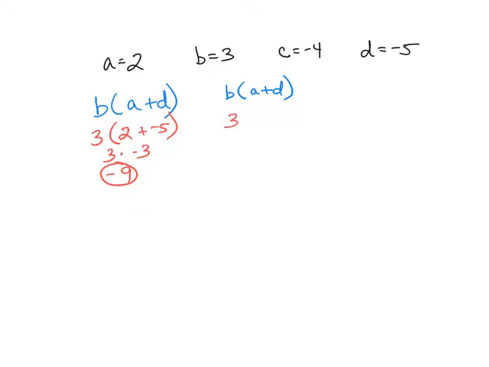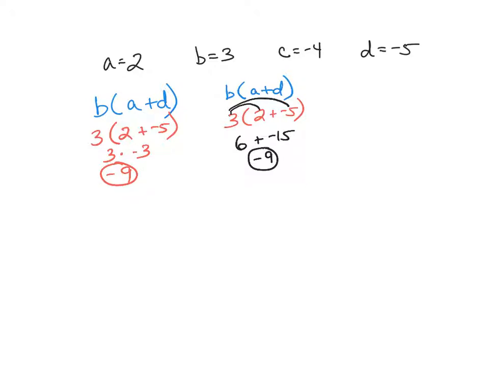I have 3 times (2 plus a negative 5). And if I want to do that using the distributive property, first of all, I could multiply 3 times 2. 3 times 2 is 6, plus 3 times a negative 5 is a negative 15. 6 plus a negative 15 still gives me negative 9 for an answer. It doesn't matter which way you go through and do the problem. Either one will give you the same answer.